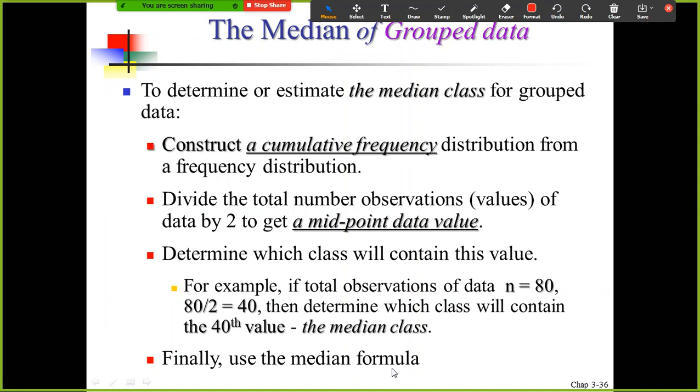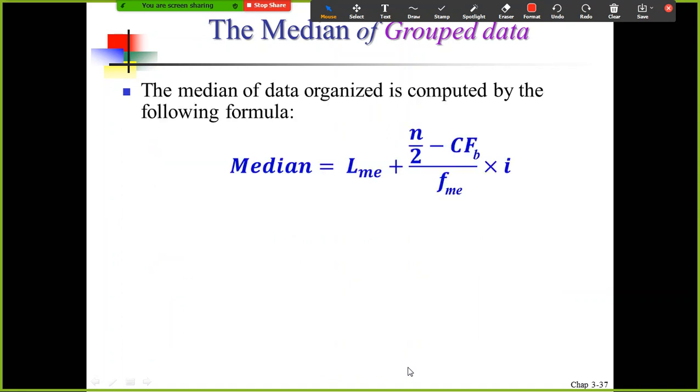Finally, we can use the median formula. This is the median formula. In order to find the median value, we use this formula: median equals LME plus n divided by 2 minus CFB, divided by FME, multiplied by I. When you look at this one, it's so complicated. It's not easy to remember.